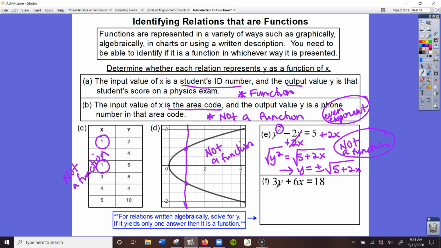So if I look at f here, I don't necessarily have to solve for y. I look at the exponent for y. Since it doesn't have one, that means the exponent is 1. And 1 is an odd number, making f a function.